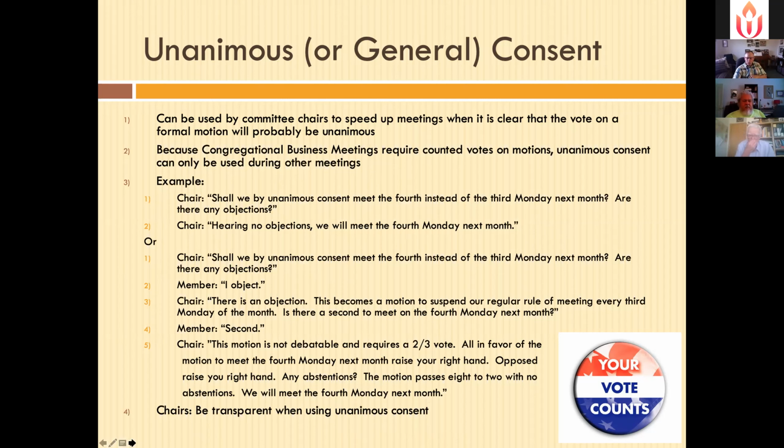And then chairs should be transparent when they're using unanimous consent. They should be educative. They should let people know what they're doing and why they're doing it. And if there's a parliamentarian, they can help too. So it's clear that they're not trying to pull the wool over anybody's eyes and shut down discussion, etc. So be transparent here. Make sure people understand and are comfortable with what's happening with the use of unanimous consent.